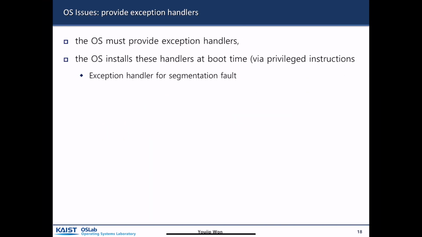Also, when exceptions occur, for example, when the application tries to access an address outside its memory address region, or tries to access an address occupied by the operating system, the privileged area, the operating system has to raise an exception and execute the exception handler. So there are two things the operating system has to do. First, it has to define the exception handlers, and second, the operating system has to inform the hardware where the exception handlers are. This is performed at boot time.